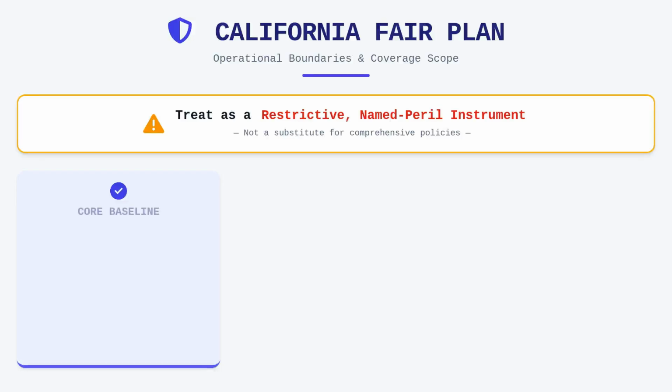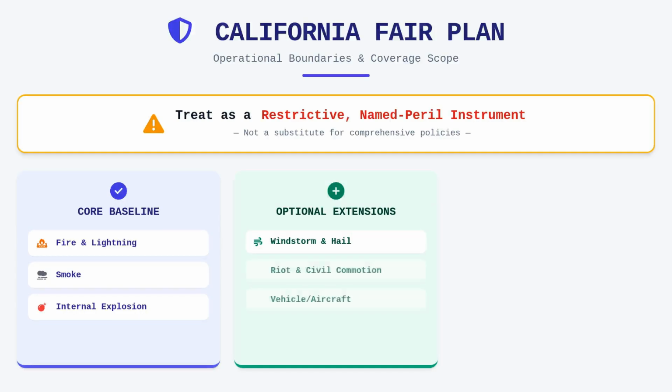The baseline framework of a Fair Plan dwelling contract covers only a handful of specific perils, namely fire, lightning, smoke, and internal explosion. If a client requires protection against windstorm, hail, riot, civil commotion, or damage from vehicles and aircraft, these must be explicitly appended to the contract as optional extended coverages, as they are not inherent to the core policy structure.